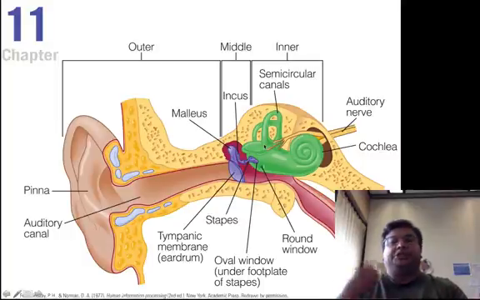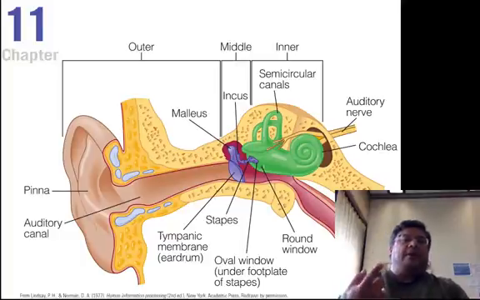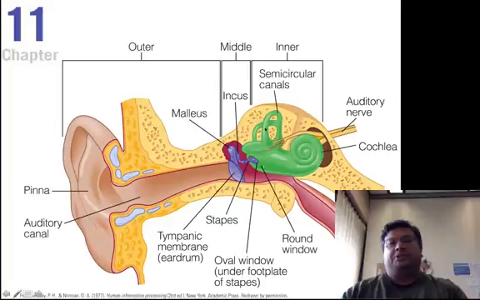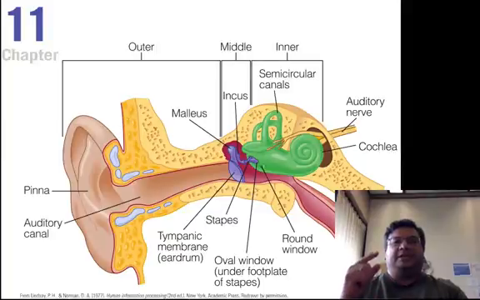So if you've ever been spun around really quickly on a merry-go-round, and then you get off and everything's still spinning, the reason is that the fluid in your semicircular canals is still swishing around and sending signals to your brain that you're still moving.